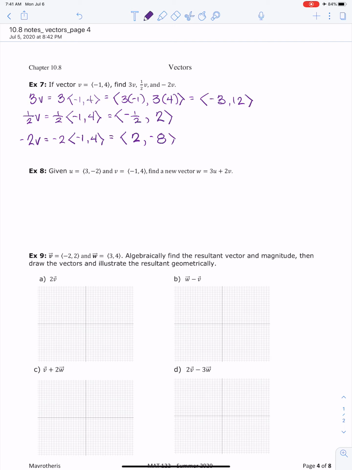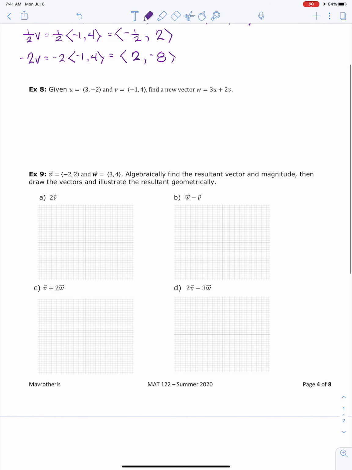Example 8, we've got vector u is 3, negative 2. Vector v is negative 1, 4. We want a new vector w, which is going to be 3u plus 2v. And this is going to work, again, the way you think it's supposed to. I've got 3 times the vector 3, negative 2, plus 2 times the vector negative 1, 4. So now I'm adding the vectors 9, negative 6, and negative 2, 8.